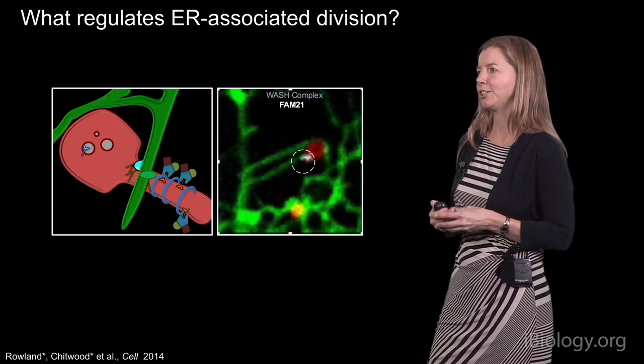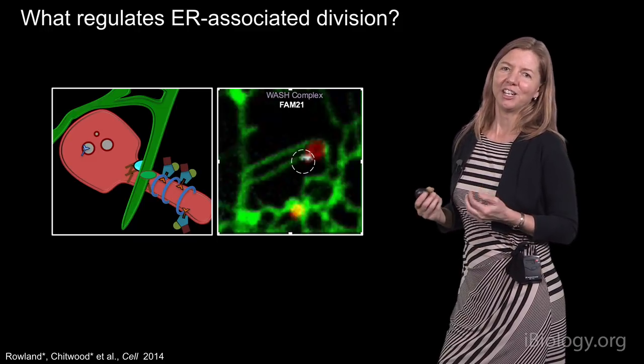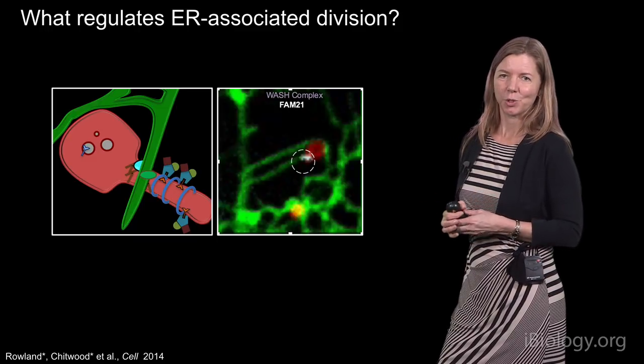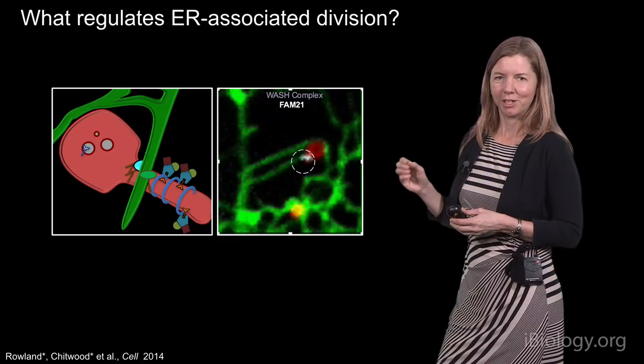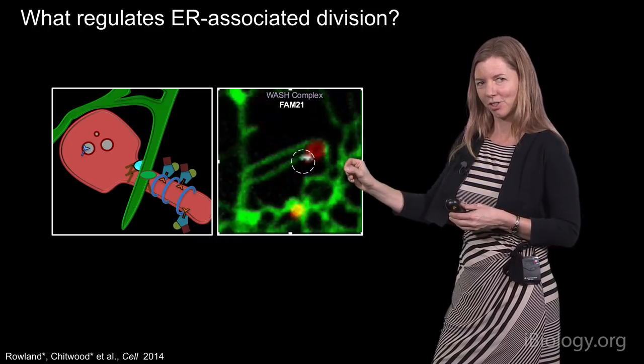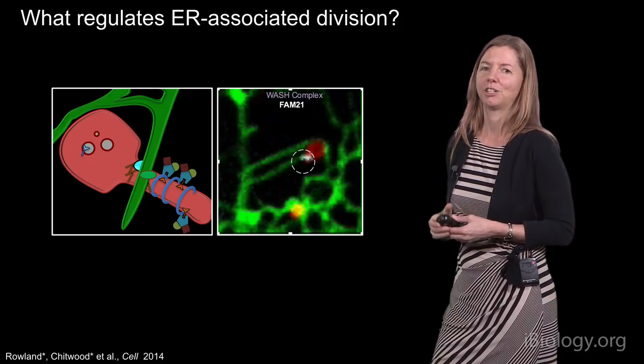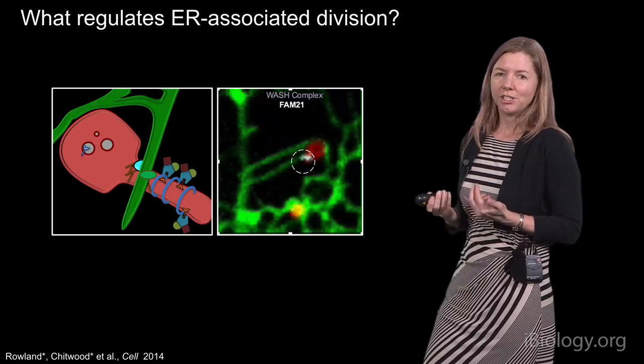So what we wanted to do is to identify the machinery involved in this process. How do you identify a machinery that's so transient? A machinery where literally it's only forming a contact site as a bud starts to form and cargo starts to be sorted. That is a low abundance machinery. So we had a strategy to do this.